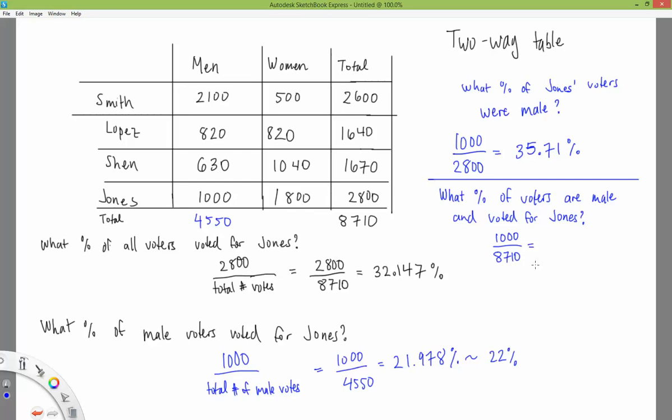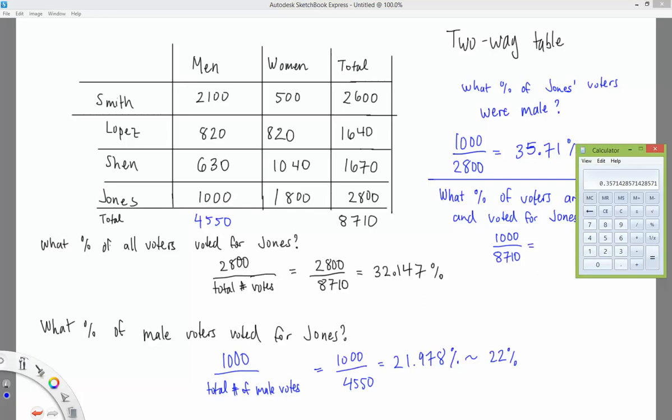And then this last one says what percentage of voters, so we're talking about all voters, and there's 8,710 of them, what percentage of all voters are males who voted for Jones? And there's still only 1,000 of those. So 1,000 divided by 8,710, and that's going to give us a different percentage. So 0.115, okay, 11.5% basically.